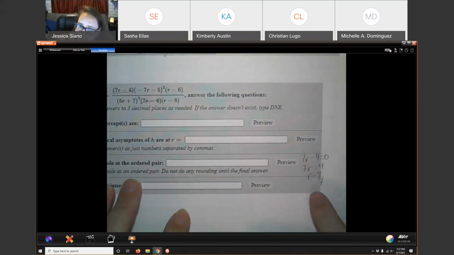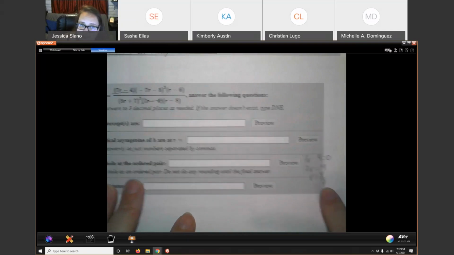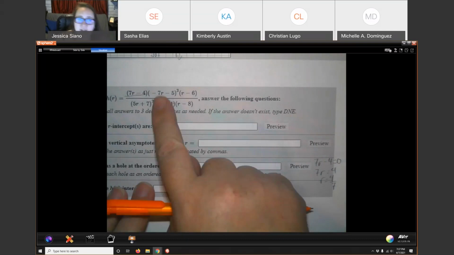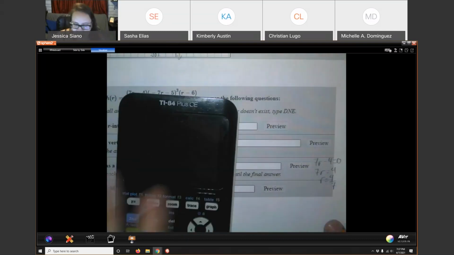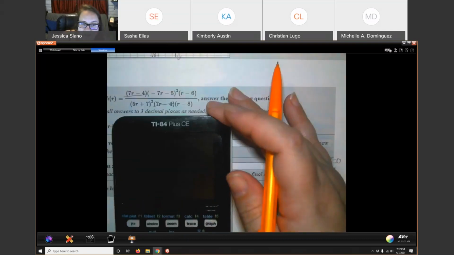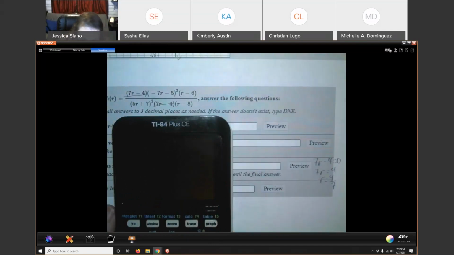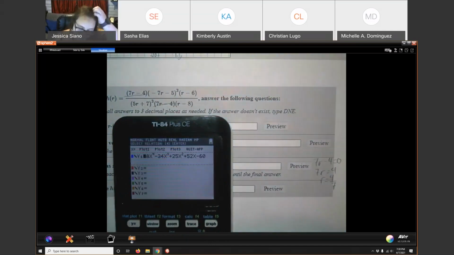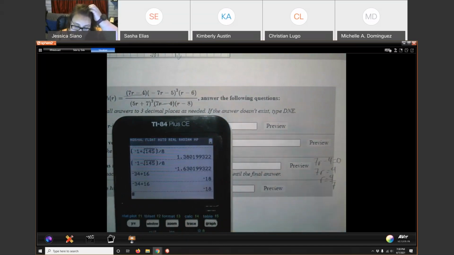And this is the x value of my hole. To find the y value of my hole, I take the x value, and I plug it into my reduced rational function. You have to plug it into the reduced rational function. If you plug it into the original rational function, you're going to get an undefined error because you're going to get a 0 in the denominator.